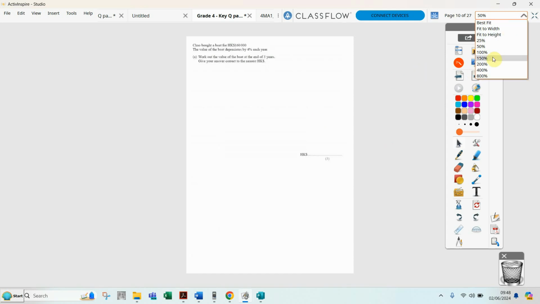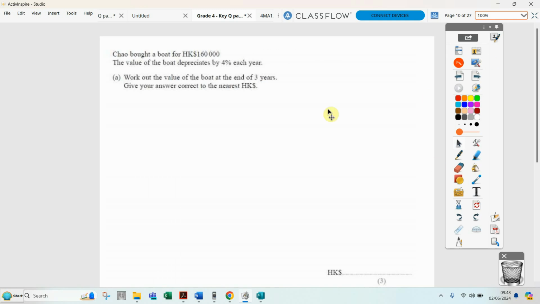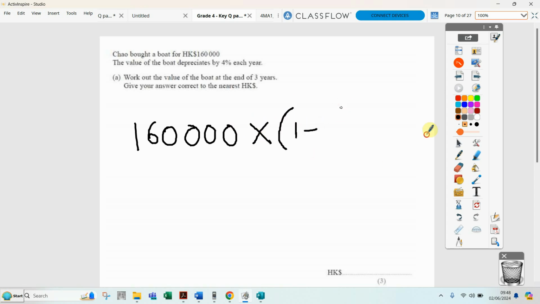Next, depreciation. Okay, there's a formula for depreciation, and it is the amount that you start off with, which in this case is 160,000. Okay, you times it by brackets 1 minus the interest rate or percentage over 100, to the power of the number of years. This is 3 years here.